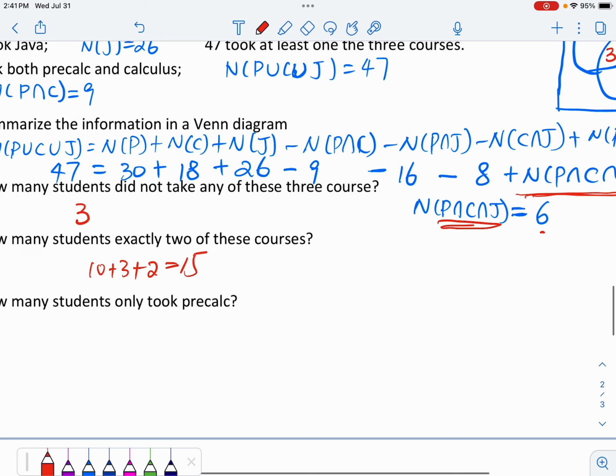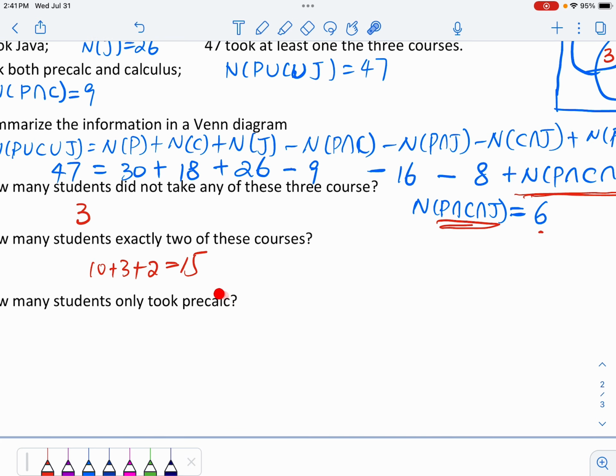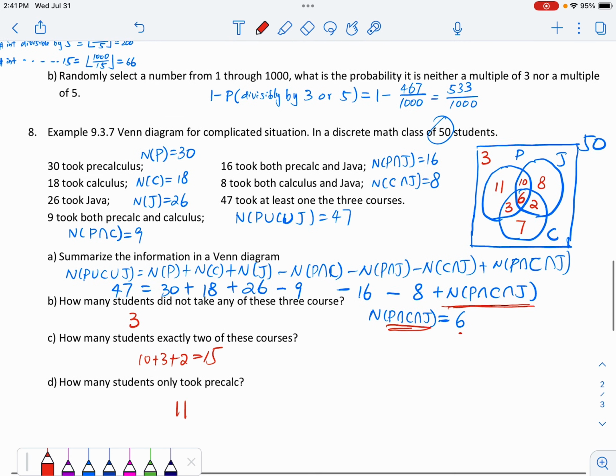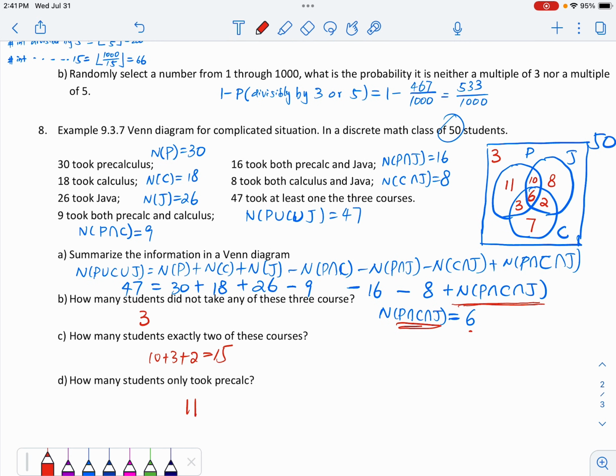Okay. And how many students only took pre-calc? Only pre-calc, nothing else. That will be 11. You can see how convenient it is once you have constructed a Venn diagram with the information. So this is a good example for showing you how that works.